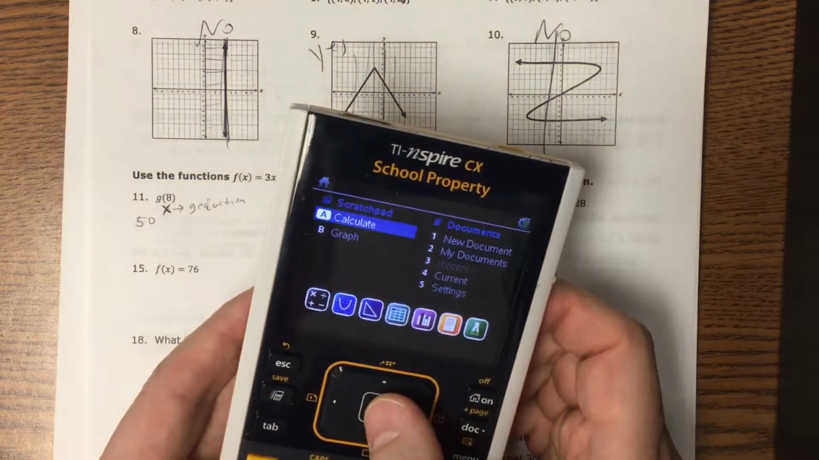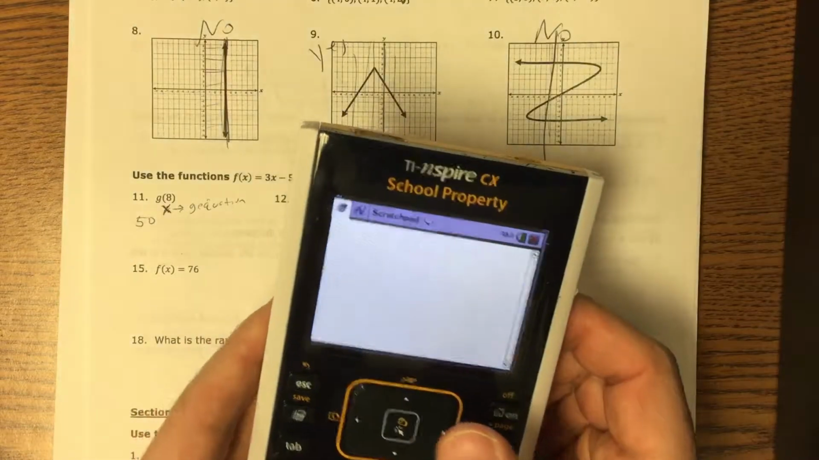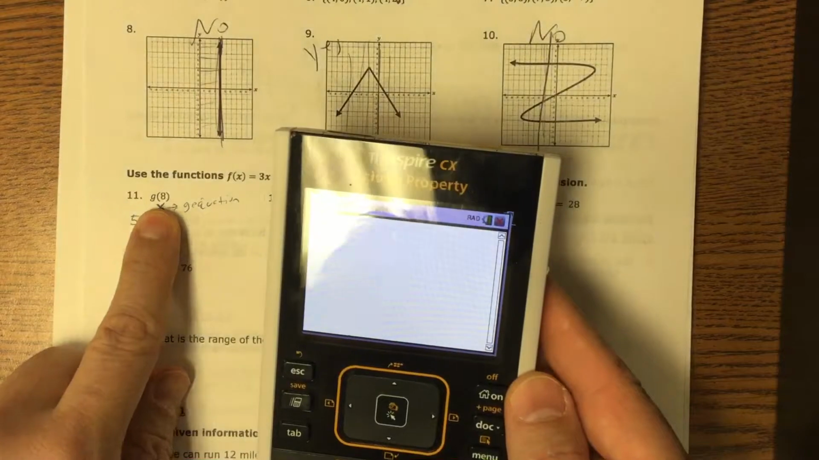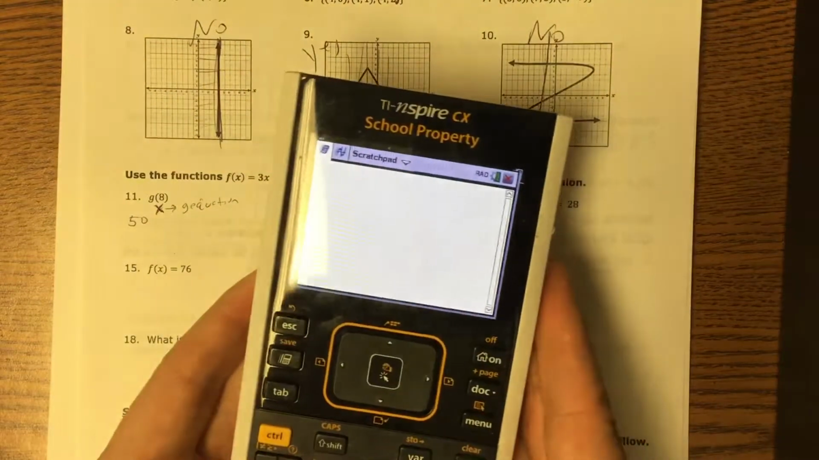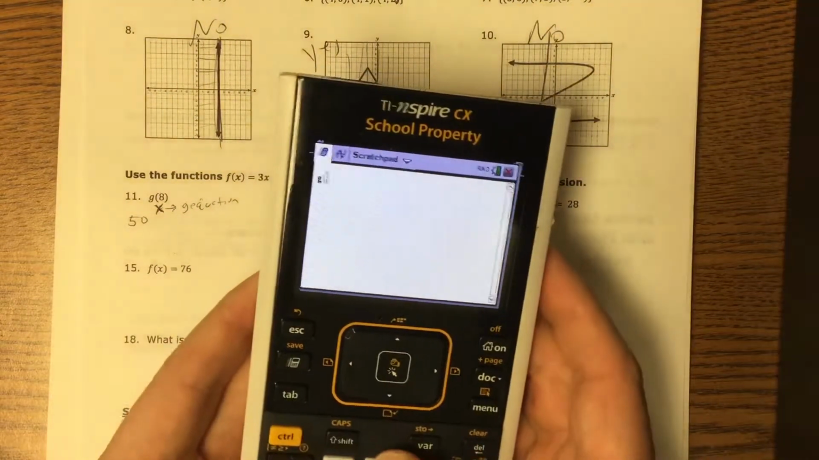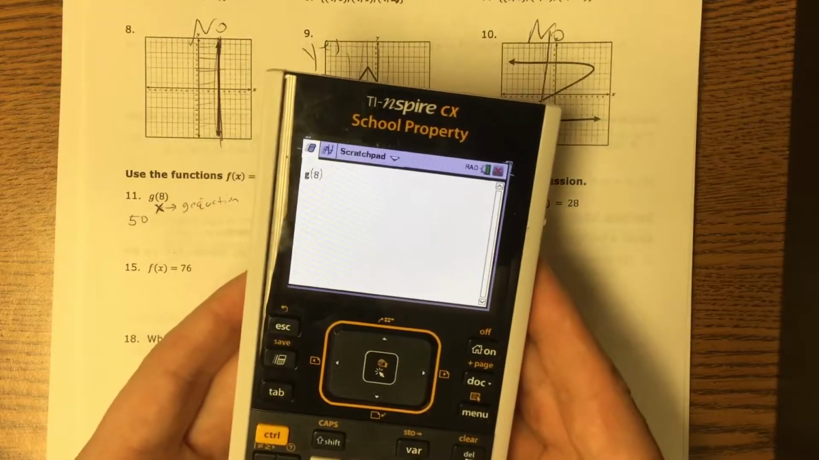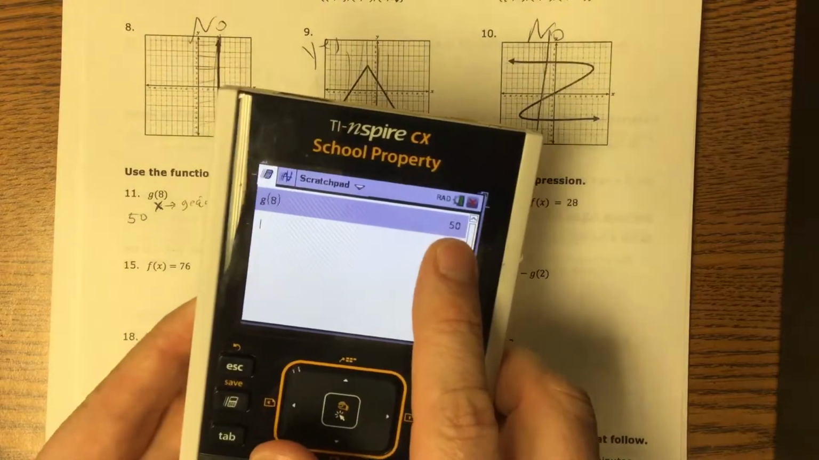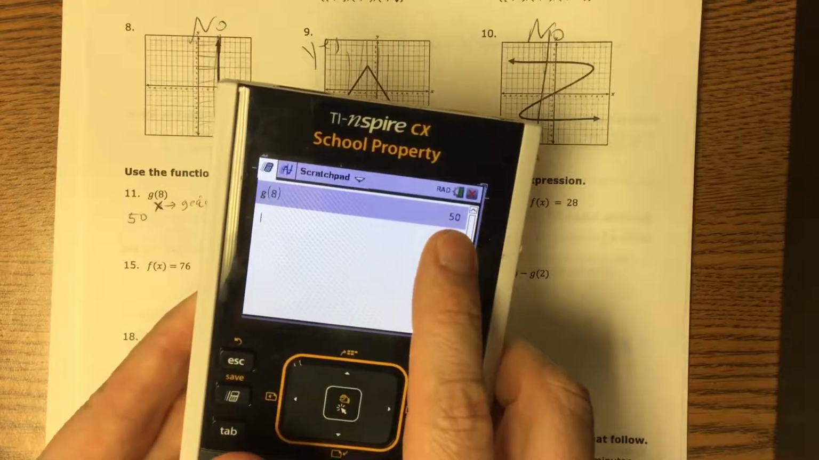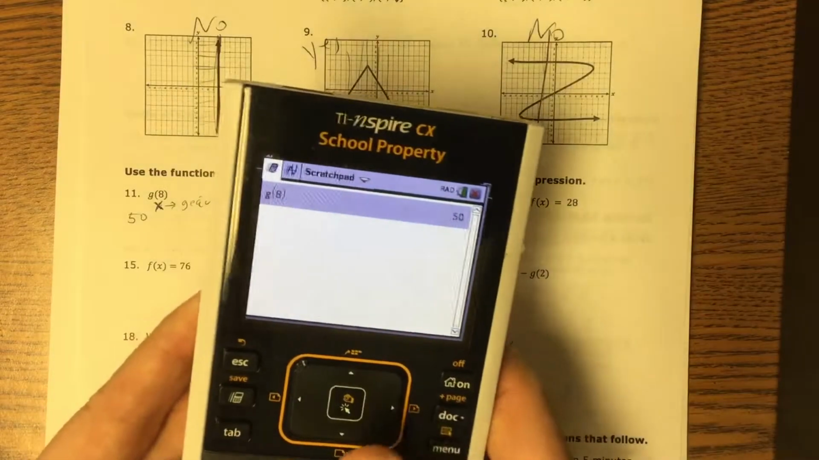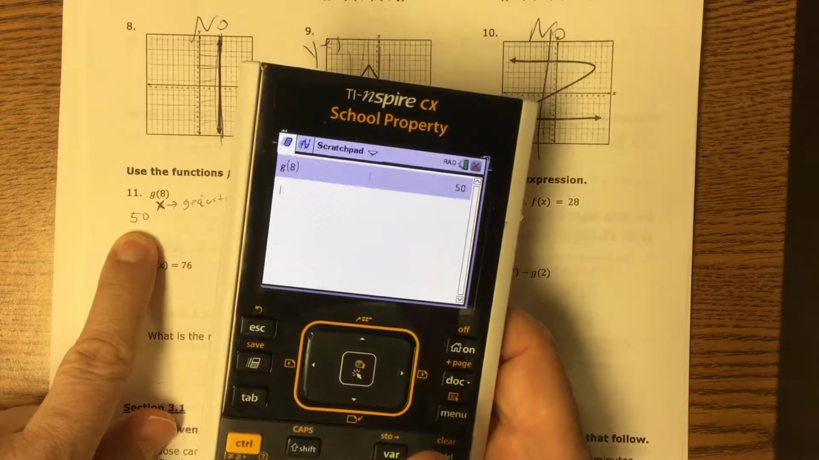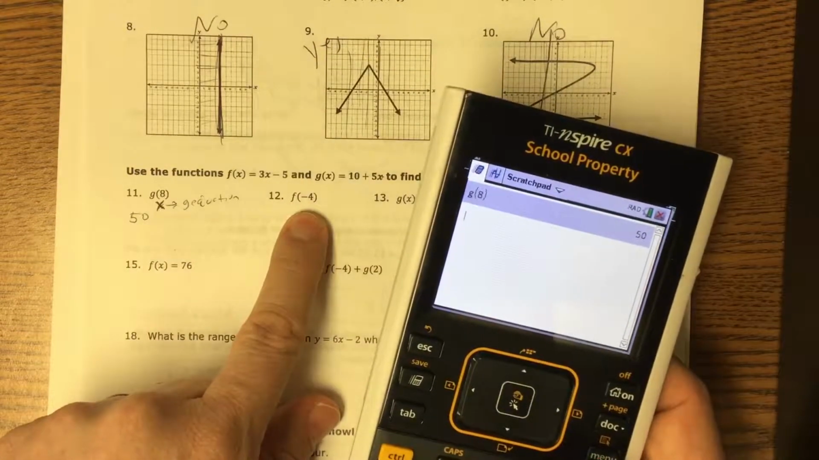Go to your calculate. Now watch. If I put in g of 8 right here, g of 8, it just told me what I had to calculate by hand just a second ago. It's looking at the graphs on the other screen, and it just calculated what g of 8 is. It just told me, okay? I can do all of these this way.